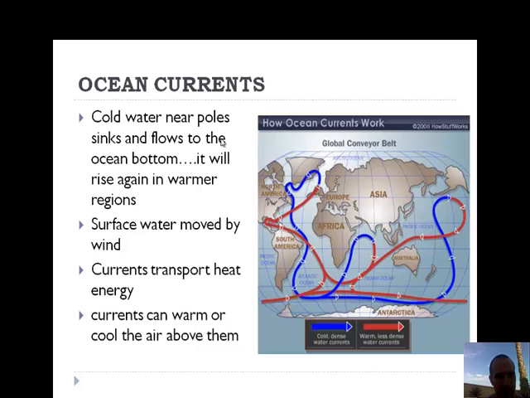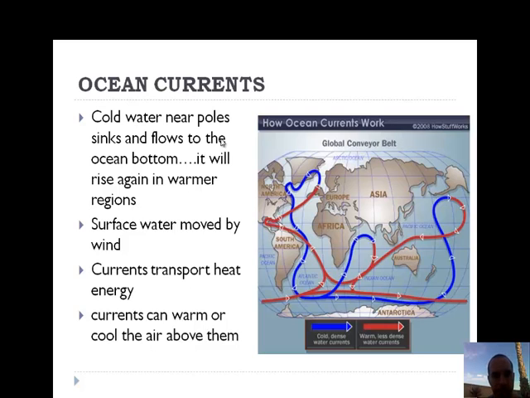Ocean currents, you're going to have the same thing going on. Cold water near the poles sinks and flows to the bottom of the ocean, and water in the warmer areas is going to rise. And then you've got surface water being moved by the wind currents, and the warm water mixing in the ocean, and the currents are going to transport all that ocean heat energy.